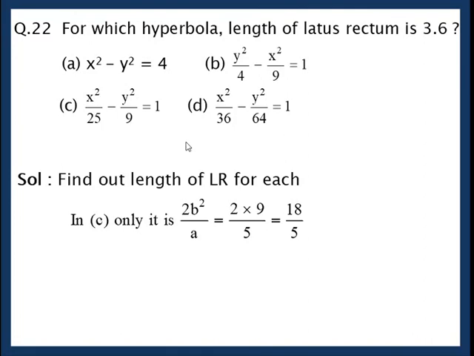Now this is again a simple one. For which hyperbola is the length of LR 3.6? What is the formula for the length of latus rectum? Length of LR is 2b square upon a. So you will notice that only in option C it is 18 upon 5.